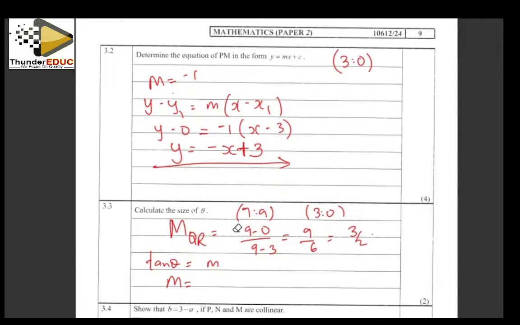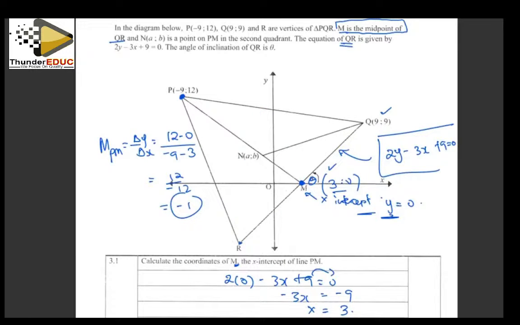So for us to get theta, let's do the substitution. It's going to be shift tan of 3 over 2. Shift tan of 3 over 2 gives me 56.31 degrees. So if this is 56.31, let's look at the next question.